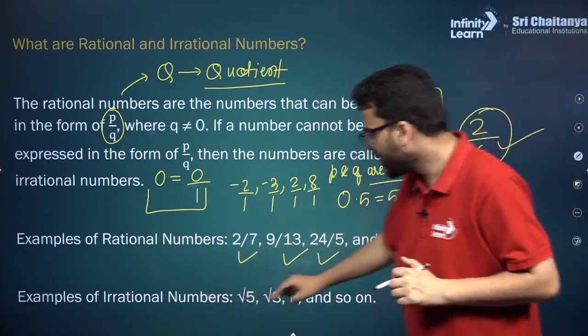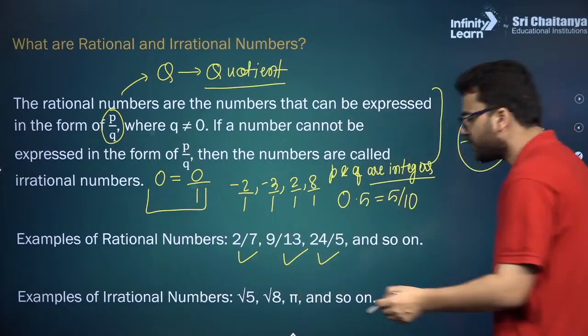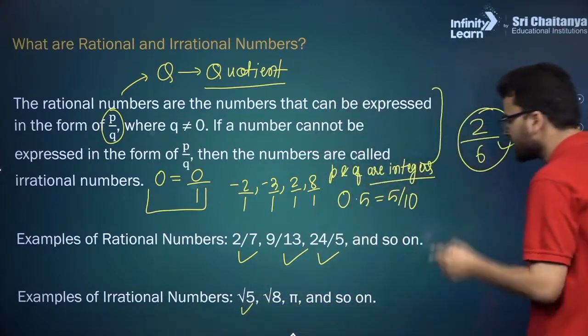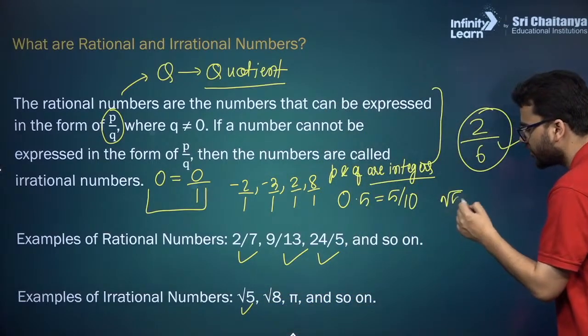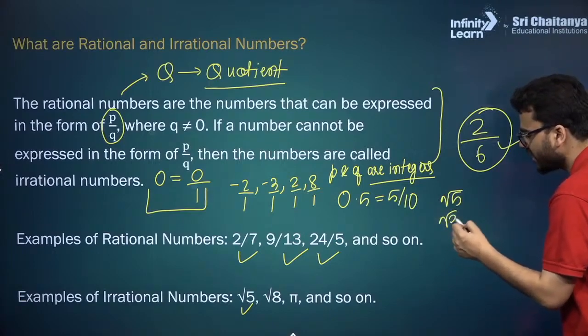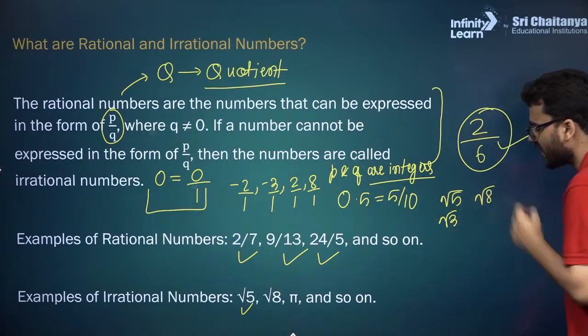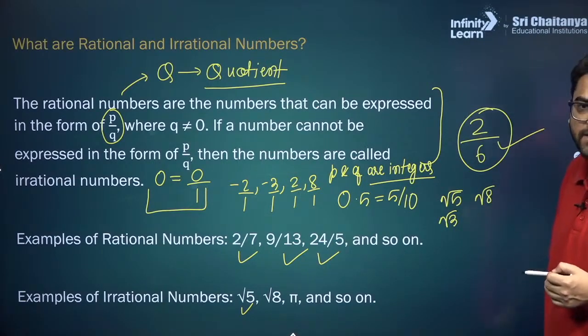Now examples of irrational numbers. For example, root 5 is an irrational number because you cannot write it as a ratio of two integers. Root 3 is an irrational number. Root 8 is an irrational number. So all of these are irrational numbers.